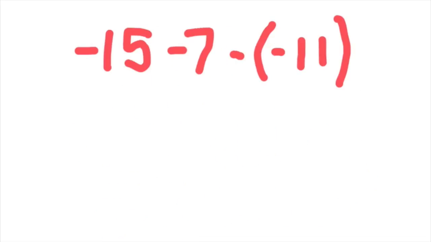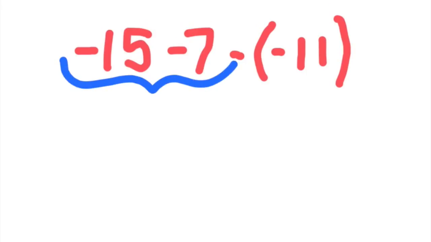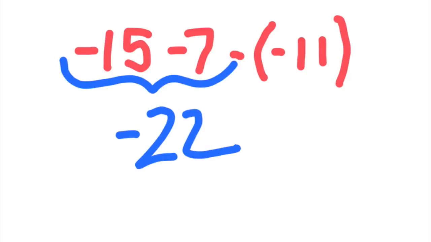All right, we got a harder one here. Remember your order of operations. Adding and subtracting tie, so you need to start on the left. So negative 15 and negative 7, they're both negative. They're both going in the negative direction. So we're putting all these negatives together. That's going to be negative 22.